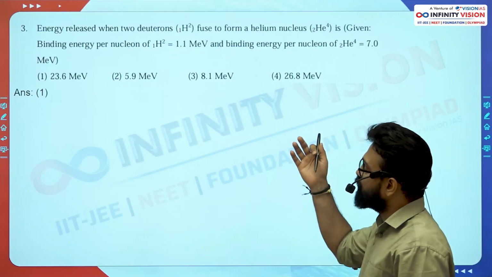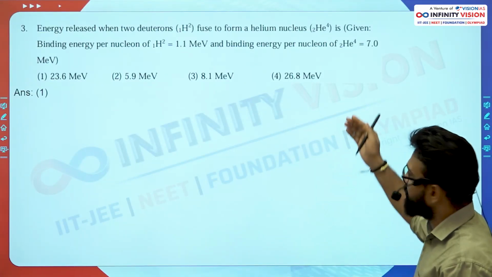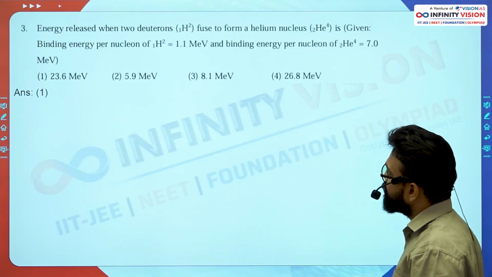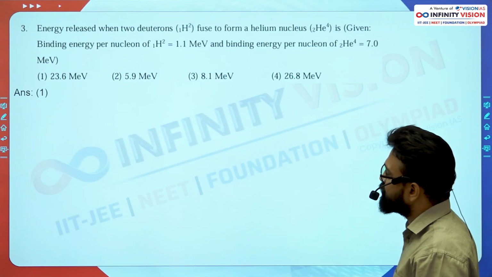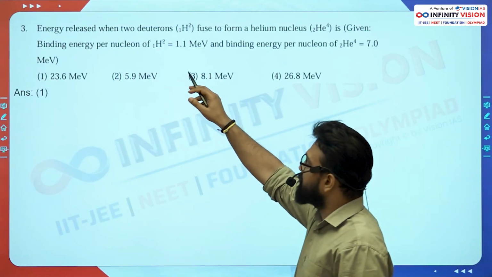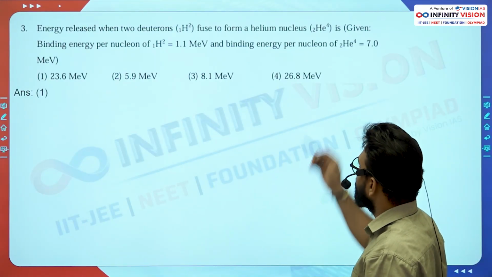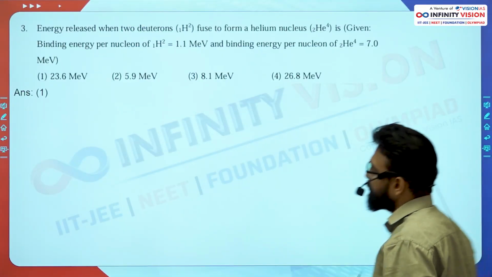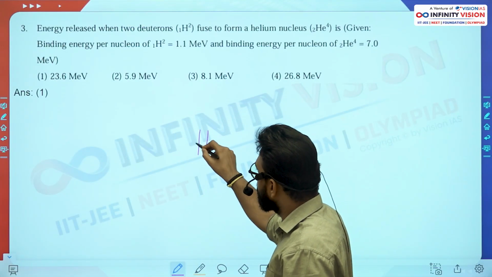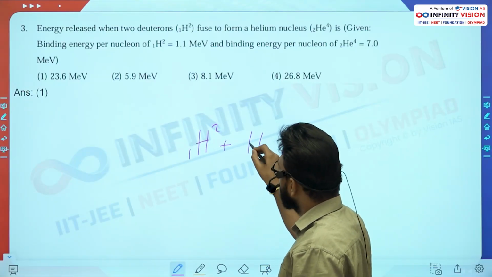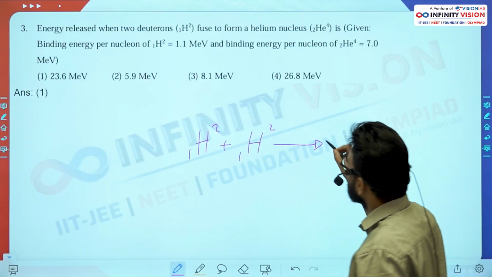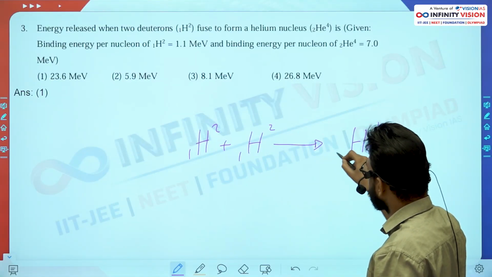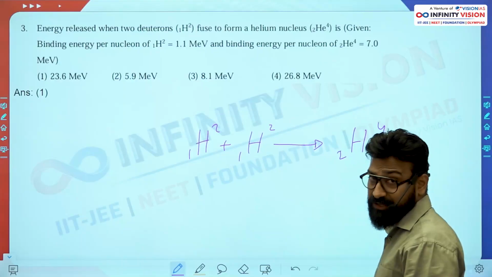Energy released when two deuteron fuse to form a helium nucleus is, what would be the energy release that you need to find out. The binding energy per nucleons of this deuteron and the binding energy per nucleons of this helium is already given to you. So we're gonna write down the equation. Two deuteron atoms combined to form helium.